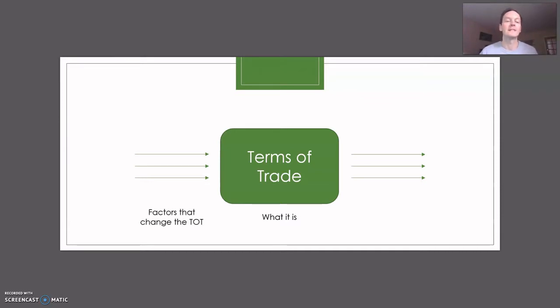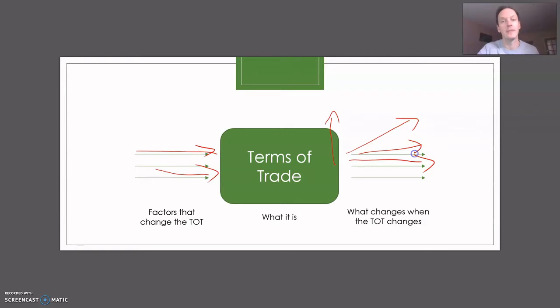Then you move on to the factors that change the terms of trade. So I've drawn arrows here intentionally. We've got terms of trade in the middle there, and we've got things that actually cause a change to the terms of trade. We're going to learn a little bit later that it is the prices of imports and the prices of exports that are the two things that change the terms of trade. And then the last part in the study design is, well, when the terms of trade changes, what effect does that have on other things? If the terms of trade goes up, for example, how does that affect certain other things?